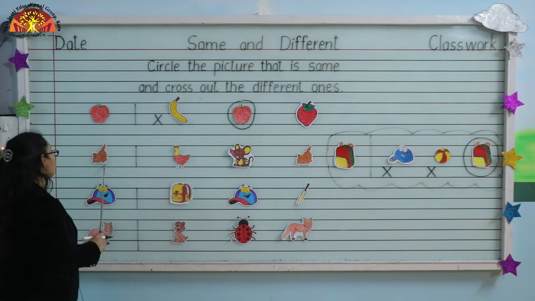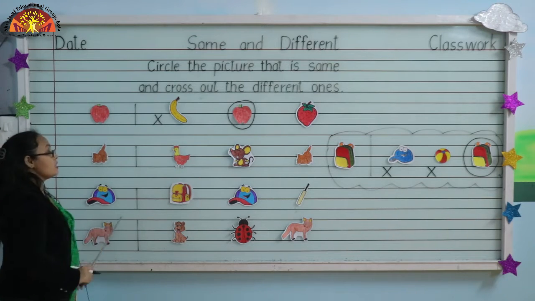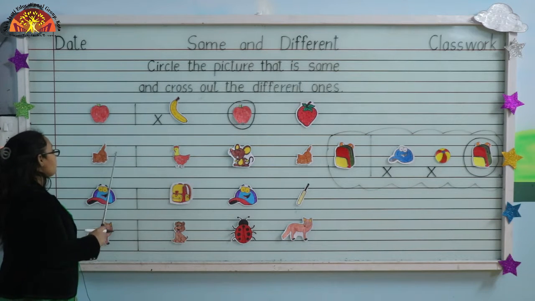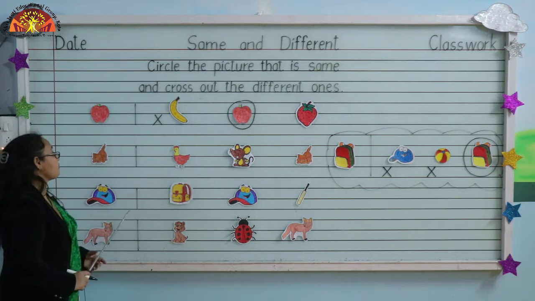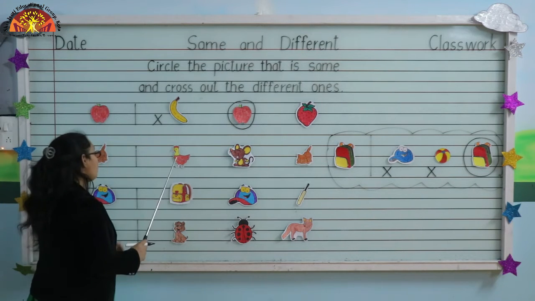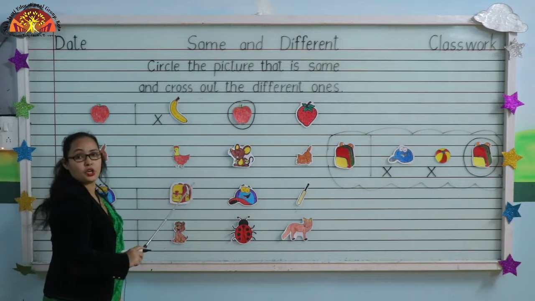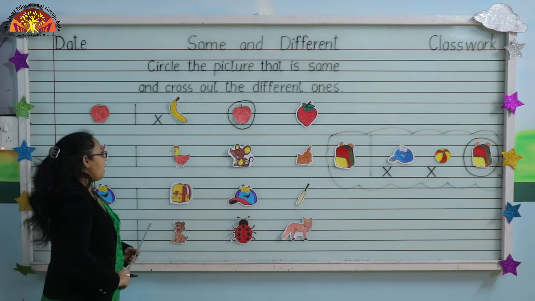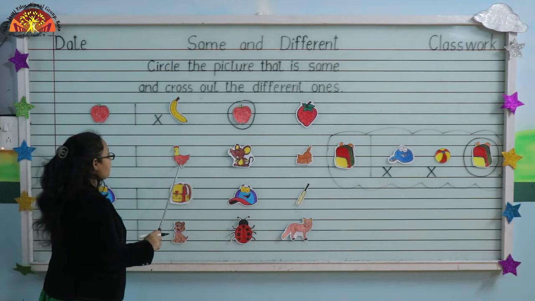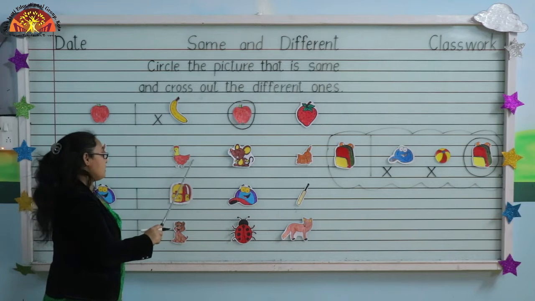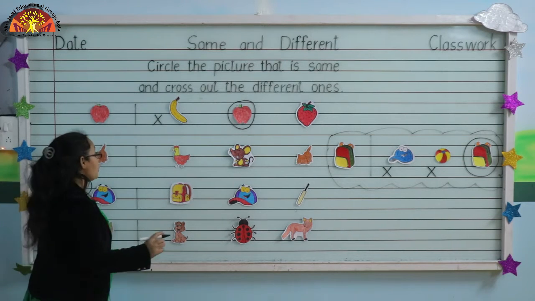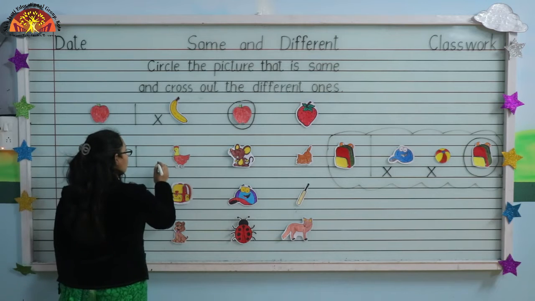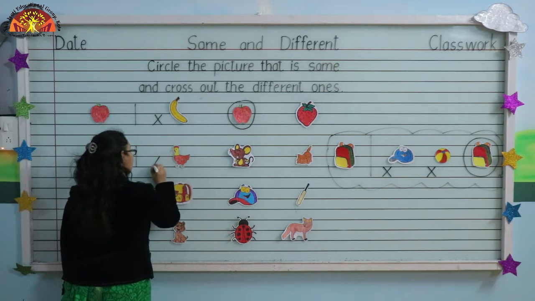Kids, what is this? Yes, this is a picture of a cat. Now we will find the picture which is same in color and size. Let's see. Kids, is this a same picture? No, this is a hen and it is different in color and size. So kids, cross the picture like this, which is different.